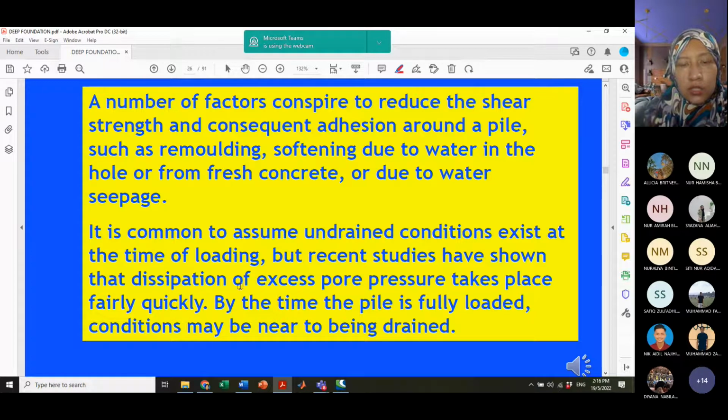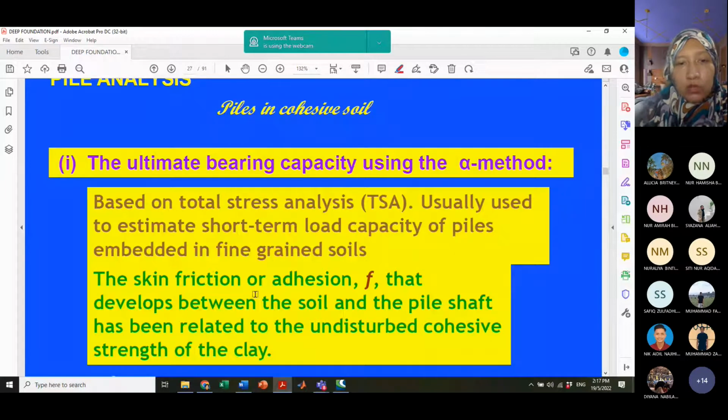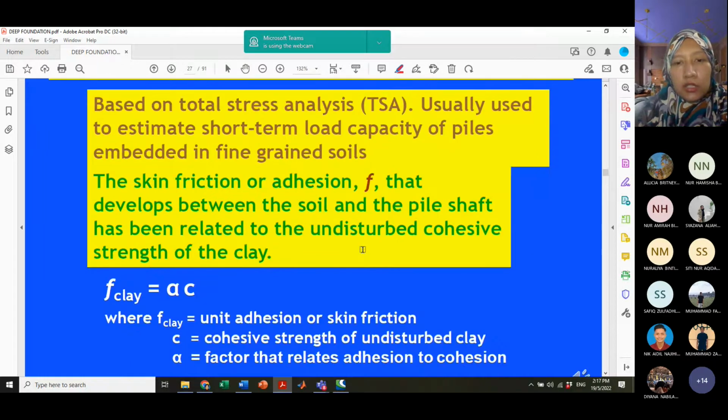So bila yang ni yang berlaku ataupun the clay in undrained condition, so kita akan analyse the pile capacity from alpha method. Tapi bila you pergi in sometimes yang mana the excess pore water pressure can be measured or developed, so the undisturbed cohesive soil now is in drain conditions. So it is estimated in the effective stress analysis. So ini untuk alpha method lah. Sama explanation tadi tu.